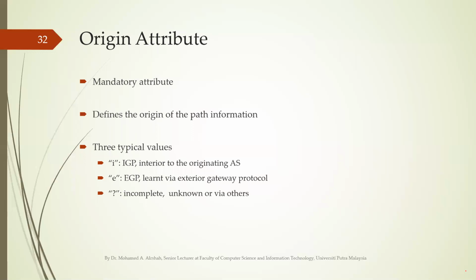And the second one is learned from BGP routers or BGP neighbors. And it can be learned from Interior Gateway Protocol. So this one, I, will reflect the interior origins, and the E will reflect the paths or routes learned from exterior gateway protocols, and the question mark is incomplete, unknown, or via static. Okay.